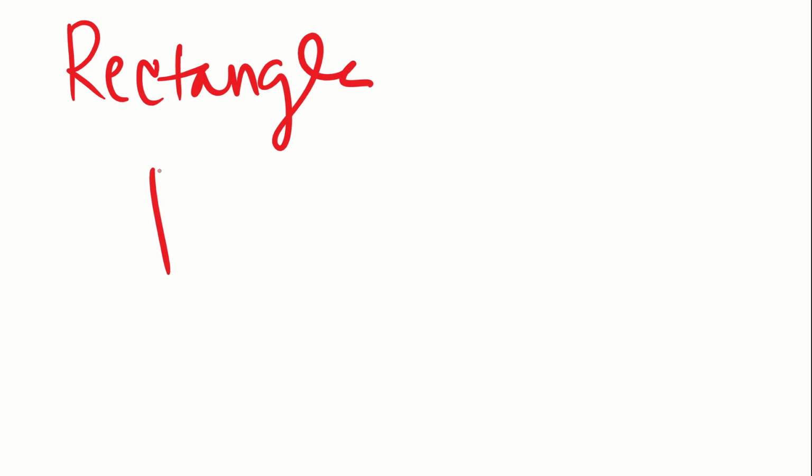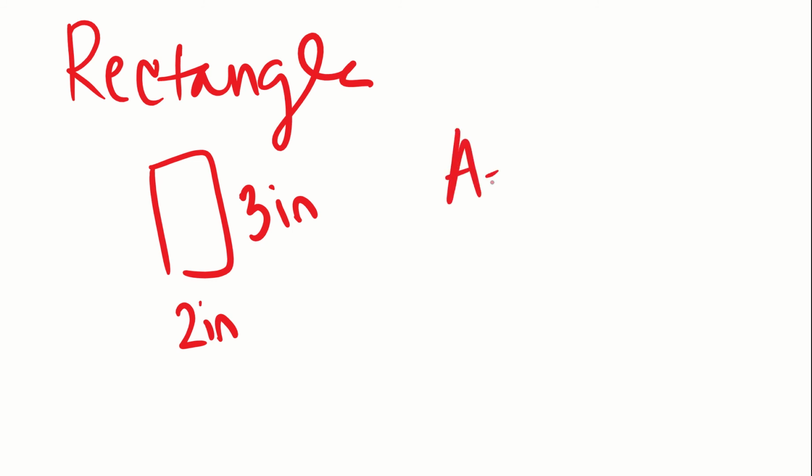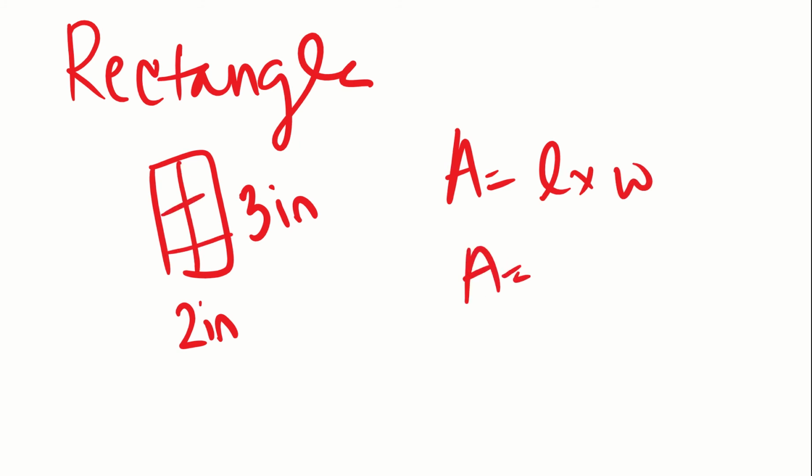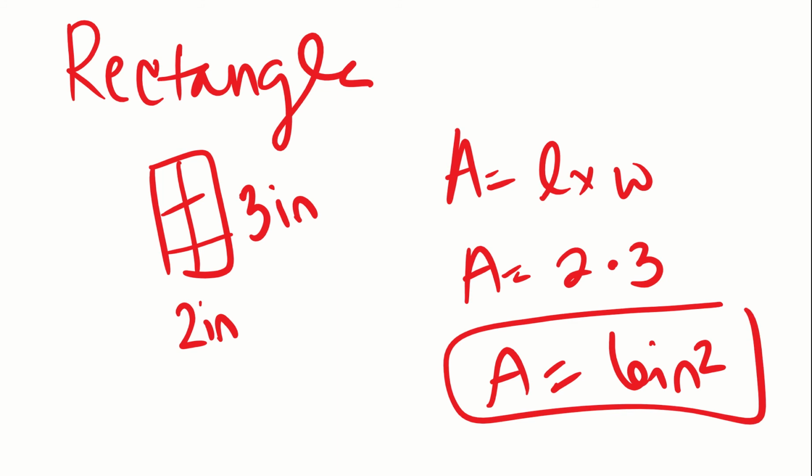So let's look at a rectangle. So a rectangle has 2 different lengths, one for the length, one for the width. The theory still holds. If we multiply the length and the width, we'll get the area. That'll tell us how many square units can go inside that shape. So we'll multiply 2 and 3. Area is going to be 6 inches squared.